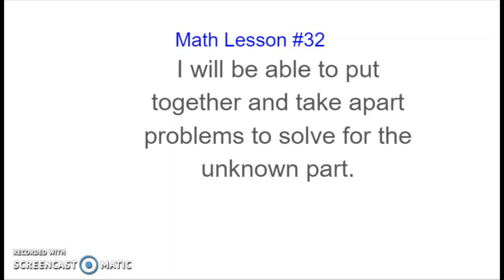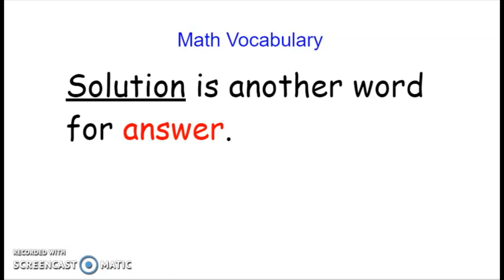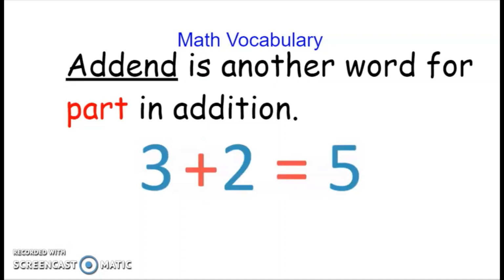Great. Now let's go ahead and go on to our math vocabulary. First up is solution. Solution is another word for answer. And remember, our solution is not always the total or the whole. All right. Addend. Addend is another word for part in addition. This is the first addend. This is the second addend. This is the whole or total. Let's review that again. First addend, second addend, whole or total.